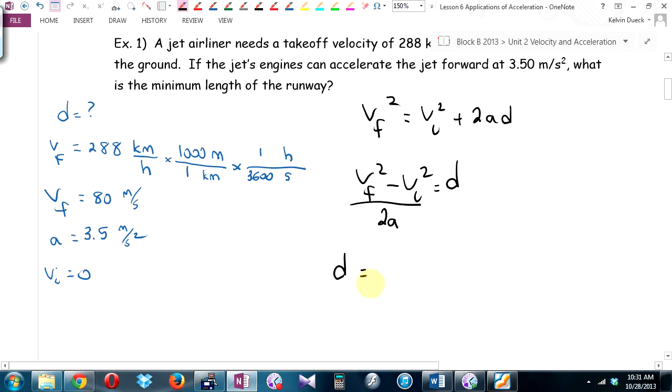Chris, what did you say V final was? Careful, don't give me the kilometers per hour. 80 squared minus 0 squared, all divided by 2, 3.5. Chris, my friend, and all of you want to practice these on your calculators, because is there more than one number on the top? Is there more than one number on the bottom? I think brackets around the top, brackets around the bottom. Find out how you need to type this in.